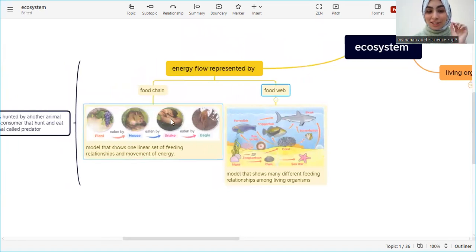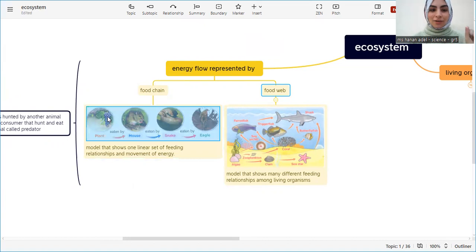Simply, the food chain is one path of energy. It's a model that shows one linear set of feeding relationships. For example here, this mouse will eat the plant. This snake will eat the mouse. This eagle will eat the snake. So the energy will go from plant to mouse to snake to eagle. One arrow, one linear path of energy here. This is the food chain.